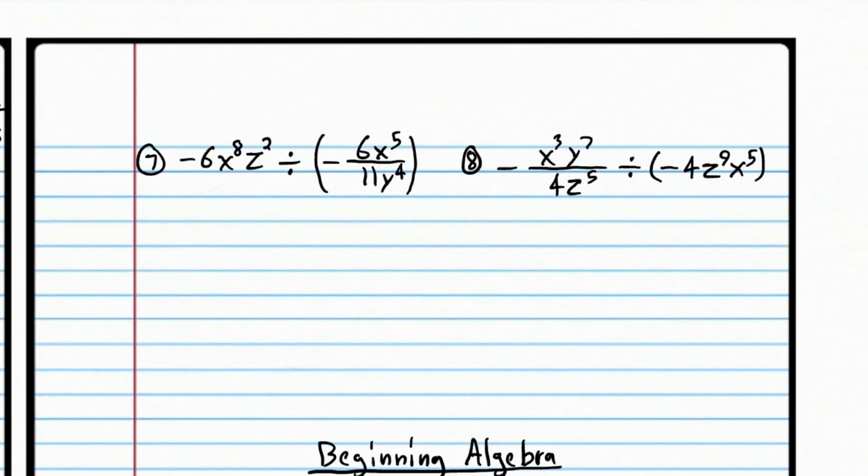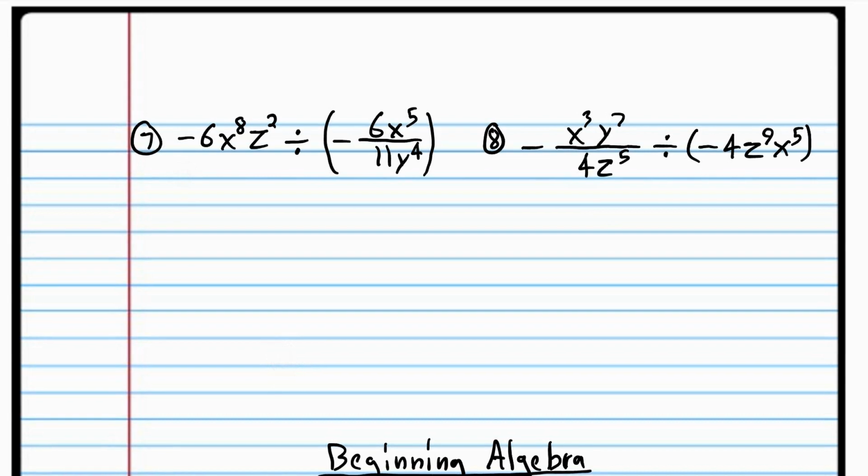So for number 7, number 8, we have the same situation, except we have a whole number term, what looks like a whole number term. Again, before you do anything, consider this whole number to be over 1, this whole number to be over 1. So let's do the first one together.